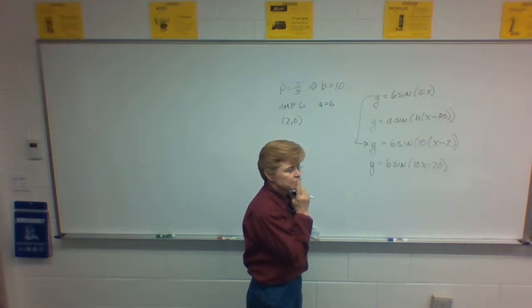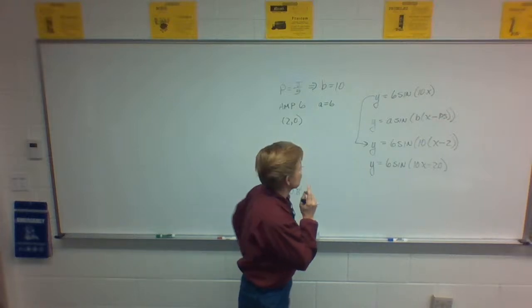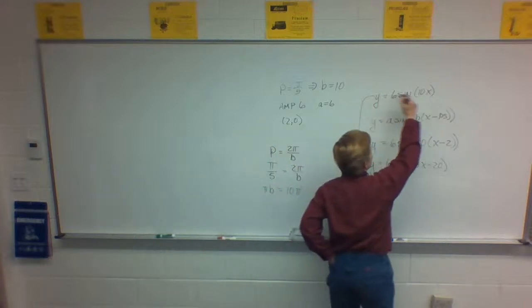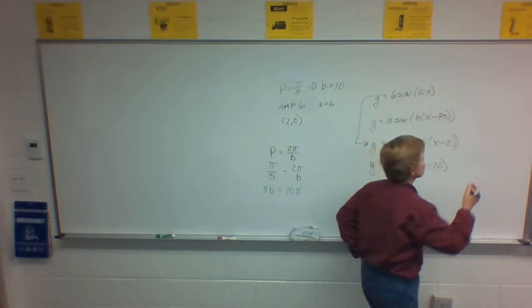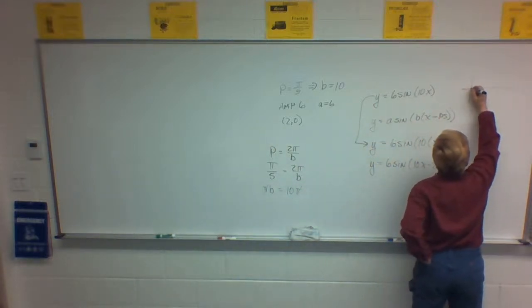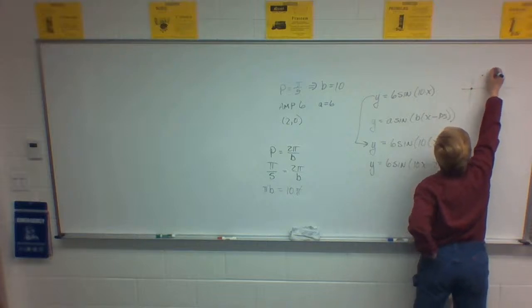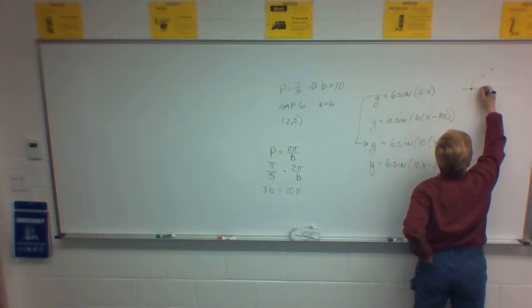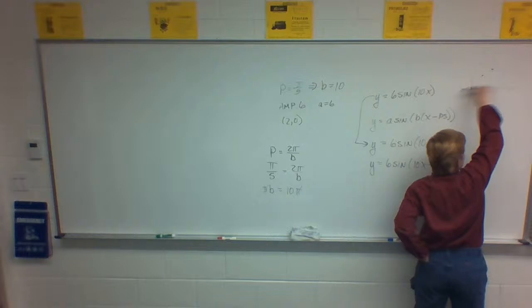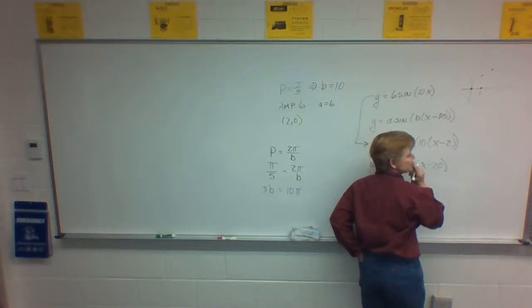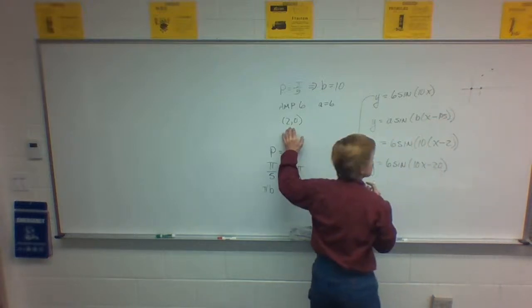Why did you have to shift to the right 2? Because this one right here, without a phase shift, goes through the point 0, 0. If we were going to graph it, it would start here, and it would go up 3/4 of the way to 6 and all the way up. I want it to start here at 2, so I got to shove the whole thing to the right 2. Yeah, 2, 0.